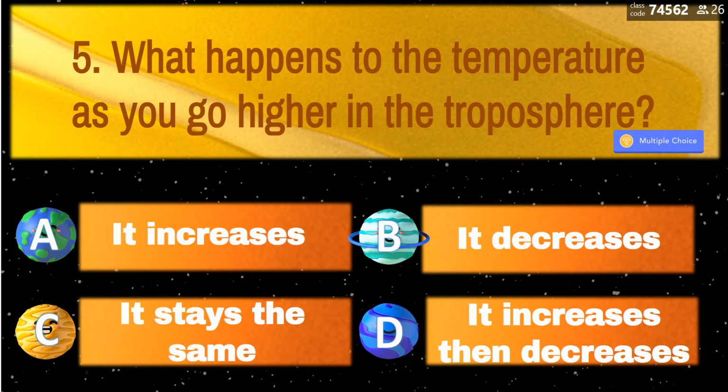Number 5 question. What happens to the temperature as you go higher in the troposphere? A. It increases. B. It decreases. C. It stays the same. D. It increases then decreases. Correct. It's letter B. It decreases.